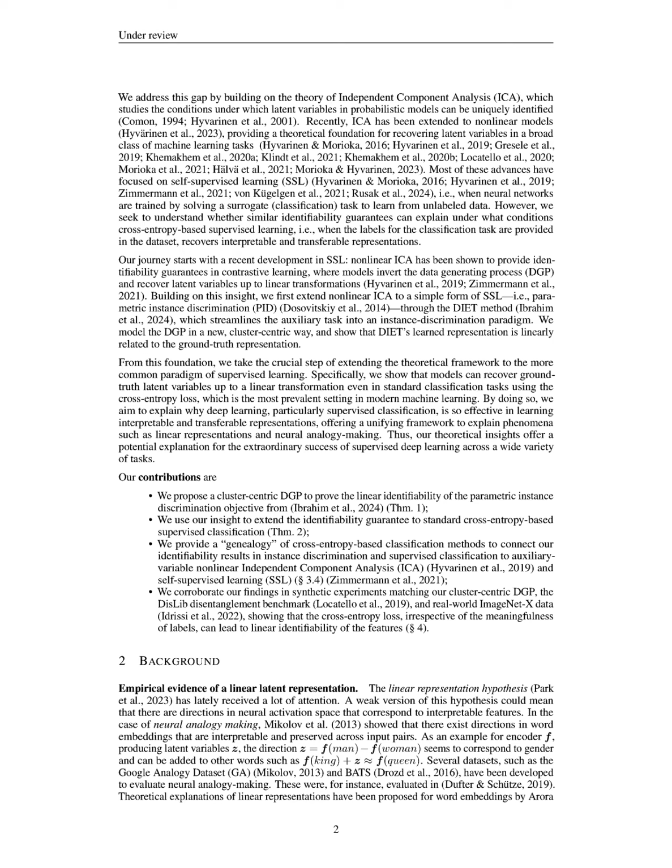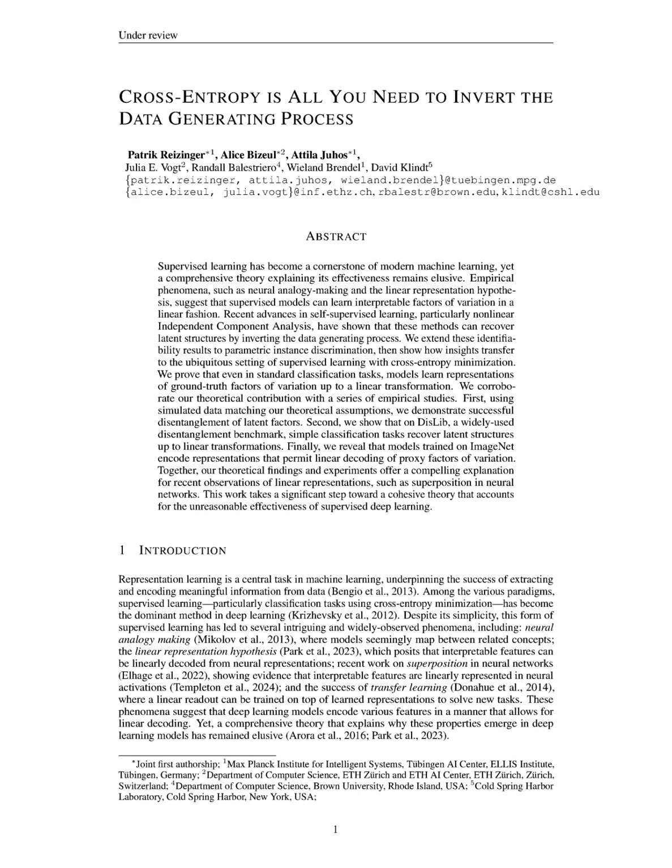By proposing a cluster-centric data generating process, DGP, and utilizing the DIET method, the paper shows that the learned representations are linearly related to the ground truth representations. This theoretical framework provides insights into phenomena such as the linear representation hypothesis and neural analogy making, ultimately explaining the success of supervised deep learning across various tasks. Thus, the work offers a unifying theory that connects the effectiveness of supervised classification to the identifiability of latent variables.